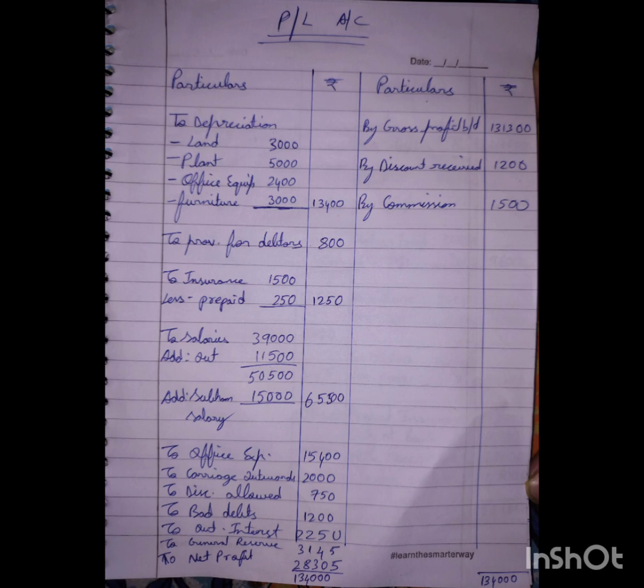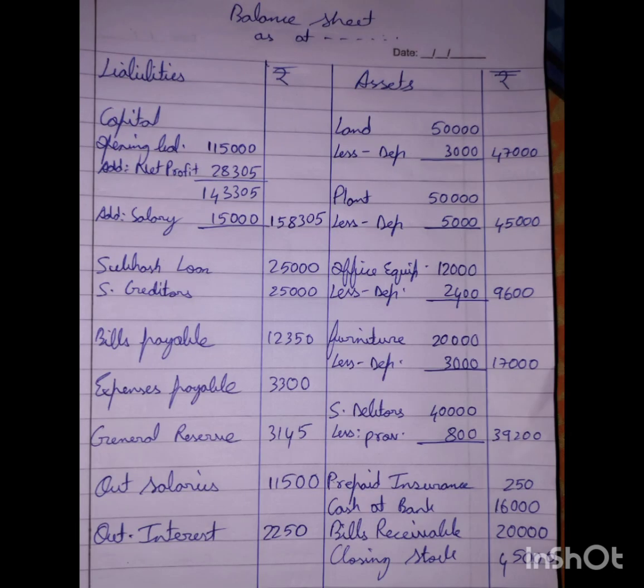Insurance is your PL debit item. Commission is your income, as it is given on the credit side, so it will be shown on the PL credit. Furniture, fixture, bills receivable, all of these will go in the balance sheet. Sundry debtors, balance sheet asset. Sundry creditors, balance sheet liability. Cash at bank, balance sheet asset. Office equipment, this is also an asset, balance sheet asset. Bills payable, it is a liability, balance sheet liability side. Expenses payable, it is also a liability item, it will show in the balance sheet liability side.